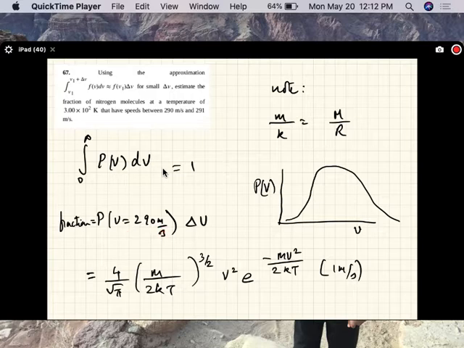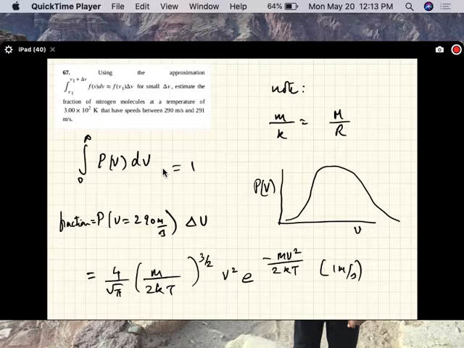So P(v) dv, there's that. dv is 1 meter per second, from 290 meters per second to 291 meters per second. So 291 minus 290 is 1 meter per second. We will evaluate this probability function at v equal to 290 meters per second. All right, so that's what the problem is.